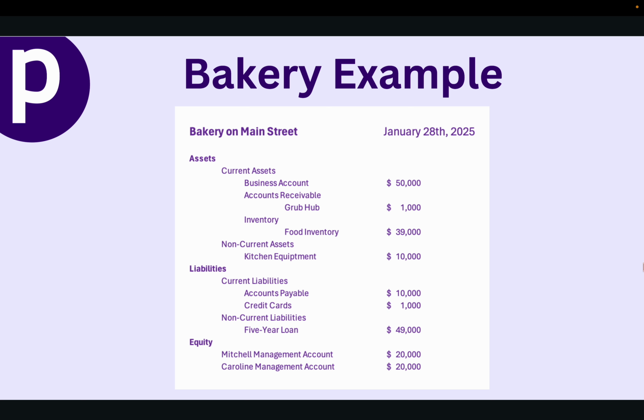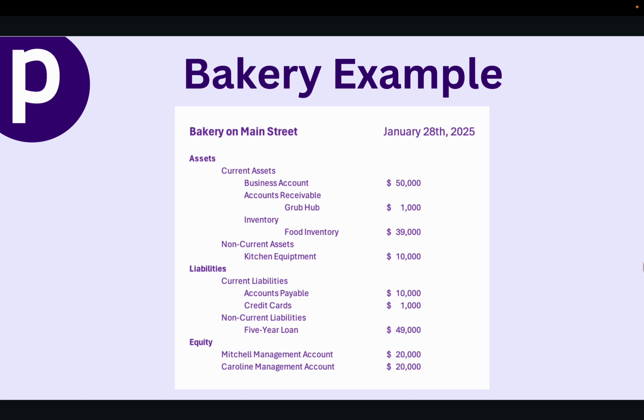Under our non-current assets, which again are items that you can't quickly flip, we've got kitchen equipment totaling $10,000 in value. Then under our liabilities, under current liabilities, we have an accounts payable owed of $10,000 to our vendors. We also have $1,000 in credit card debt. Under non-current liabilities that will take a little bit longer to pay off, we have a 5-year loan totaling $49,000.